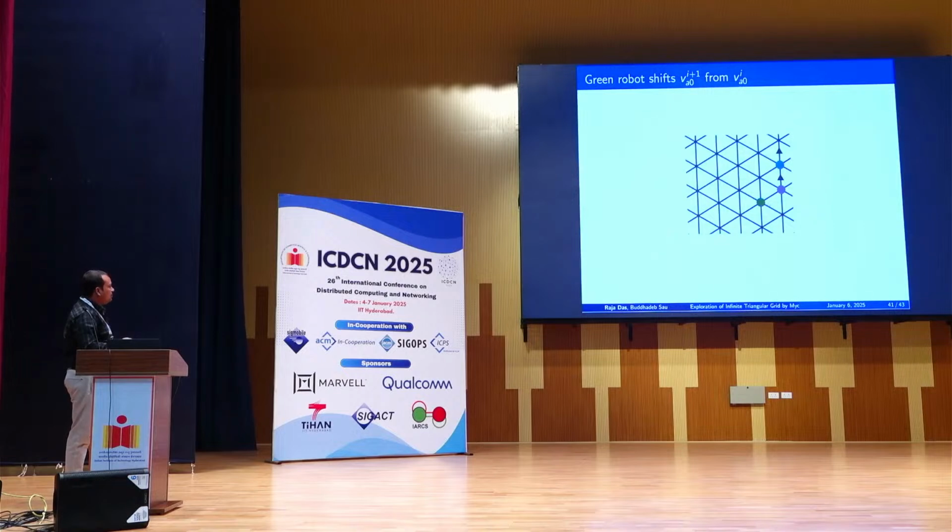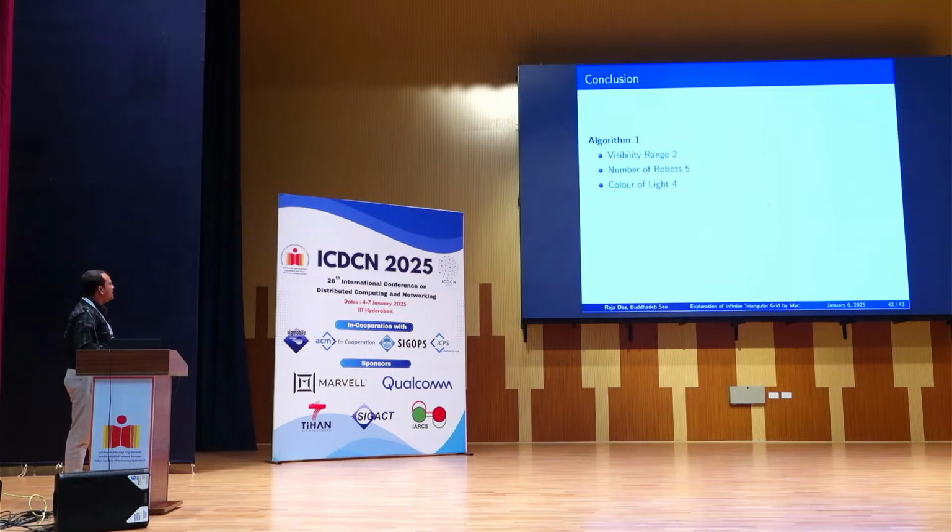So, by shifting the three robots, two red robots and one green robot, the GRR configuration on Ti plus 1 has been achieved, and all the nodes of Ti plus 1 have also been explored. In this way, each node of the infinite triangular grid will be explored. In this algorithm, we have considered visibility range 2, the number of robots required is 5, and we have used 4 colors of light.